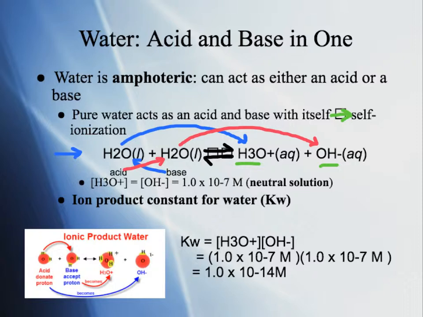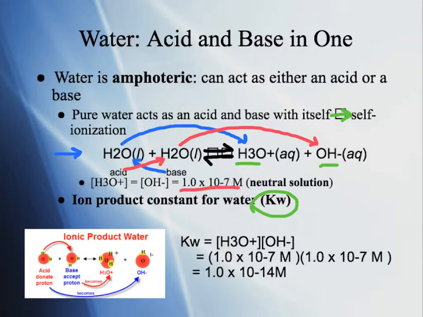We can't have half molecules of water or anything like that, so obviously it's all going to equal out in the end. And in pure water, the molarity of hydronium ions and hydroxide ions is 1 times 10 to the negative 7th molarity. That is in a neutral solution. The hydronium and the hydroxide ions are going to be equal. We call that the ion product constant for water, or Kw.